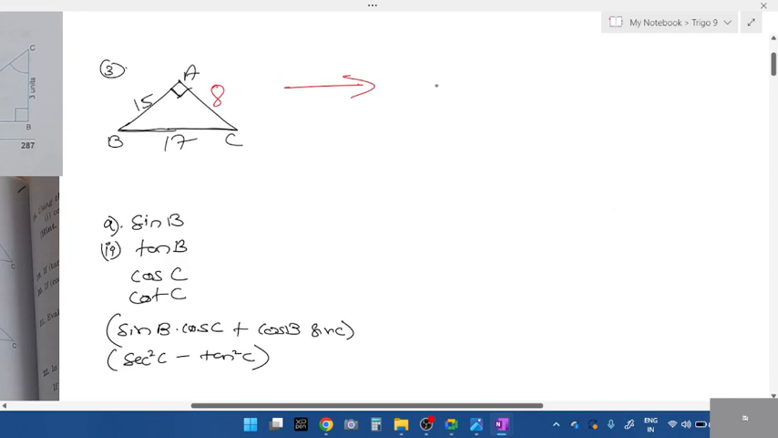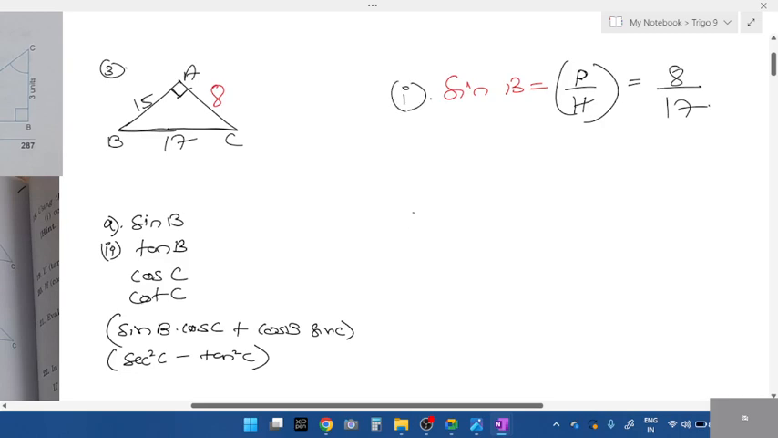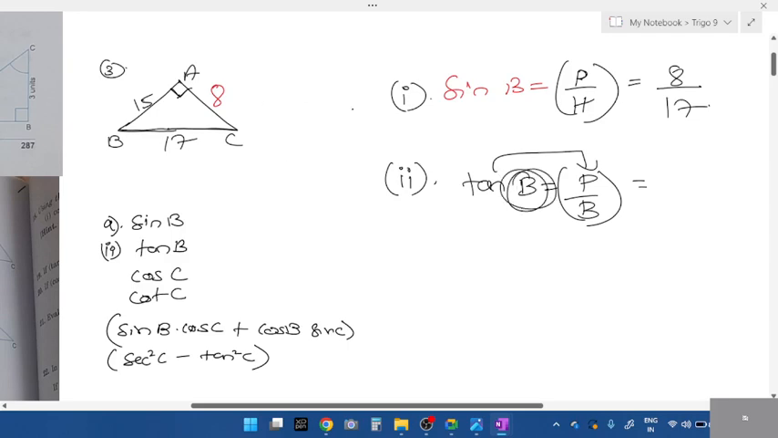Next, sin B. Let me take the first question, sin B. What's the formula for sin, students? Okay, good. Perpendicular by hypotenuse. For angle B, which is perpendicular? 8. Which is hypotenuse? 17. Both of you got 8 by 17? Okay, I'll do the next one, tan B. So tan is equal to perpendicular by base. For angle B, which is perpendicular? 8. What is base? 15. 8 by 15. Good. 8 by 15 is the answer. Next.